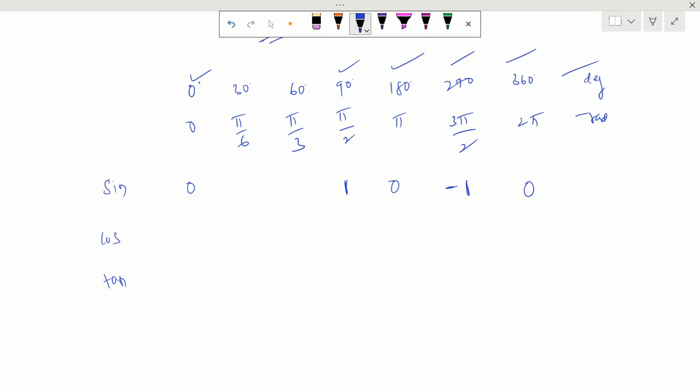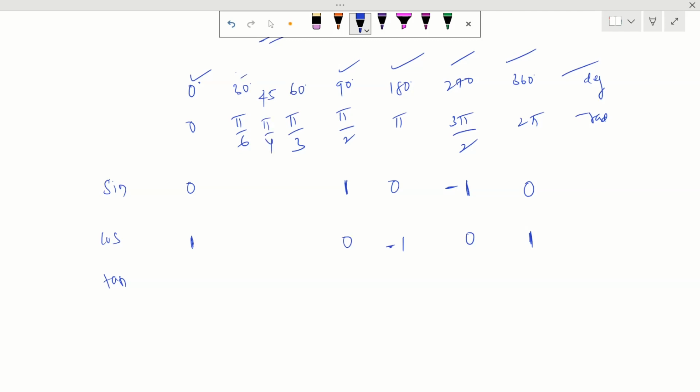You just check, right? And the cos values. Cos 0 is 1, we got from the diagram. Cos 90 is 0, cos 180 is minus 1, cos 270 is 0 and cos 360 is 1. These values we got. And what about 30? So 30, 60 and here one more degree I will write, 45. So 45 is pi by 4.